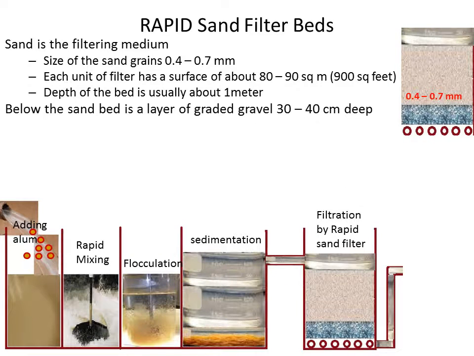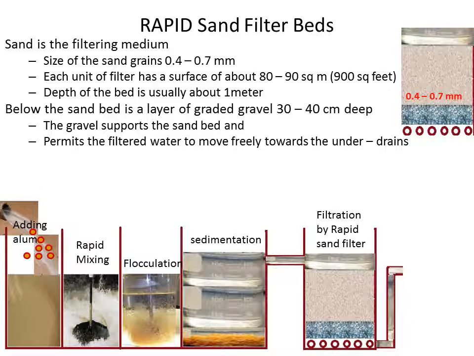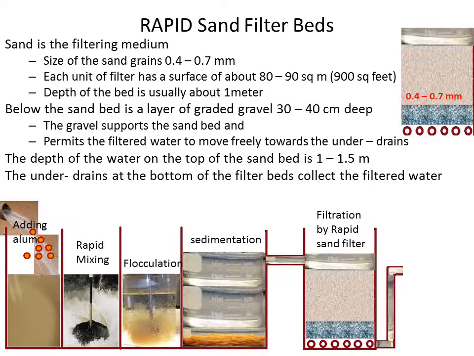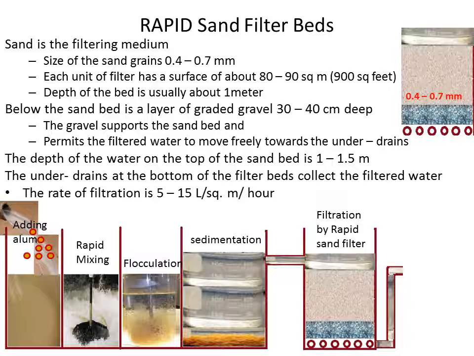Below the sand bed is a layer of graded gravel 30 to 40 cm deep, similar to the slow sand filter. The gravel supports the sand bed and permits the filtered water to move freely towards the under drains. The depth of the water on the top of the sand is 1 to 1.5 meters, similar to the slow sand filter. The under drains at the bottom of the filter beds collect the filtered water, again like the slow sand filter, but the rate of filtration is much higher, 5 to 15 liter per square meter per hour.